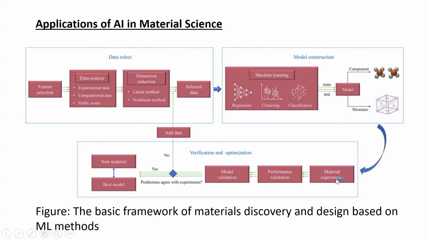Then obviously material experimentation we have to do, performance validation we have to do, and model validation also you have to do. Once you are done with that, it is possible to select the best material from the suitable materials available. Or sometimes you can get a multiple choice also. You can get 3-4 materials predicted by that model, and then whichever material has comparatively lesser cost, we can go with that material.